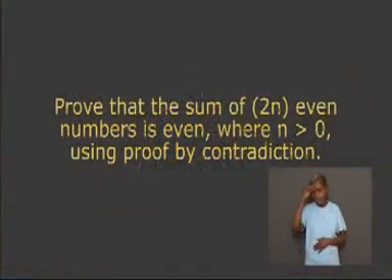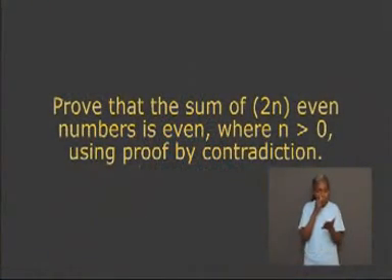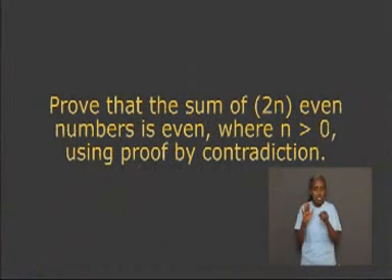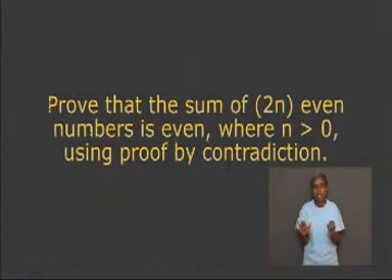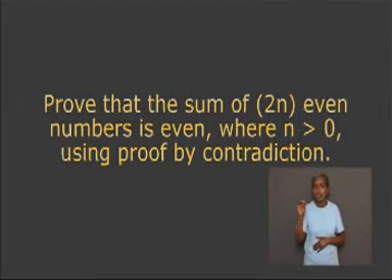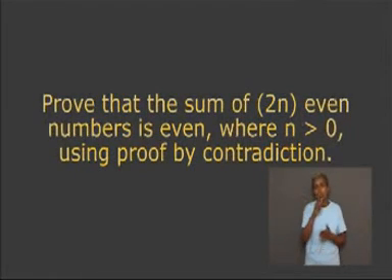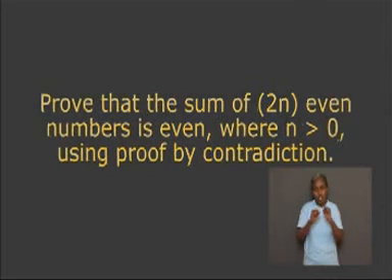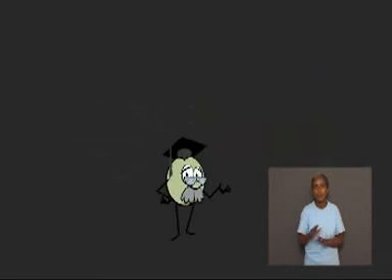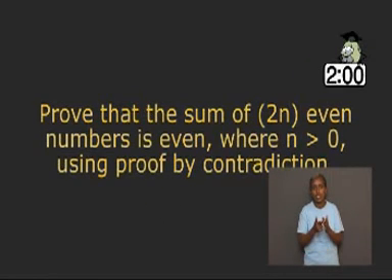Let us test what we have learned. Prove that the sum of 2n even numbers is even, where n is greater than 0, using proof by contradiction. Students, let's get ready. Begin.